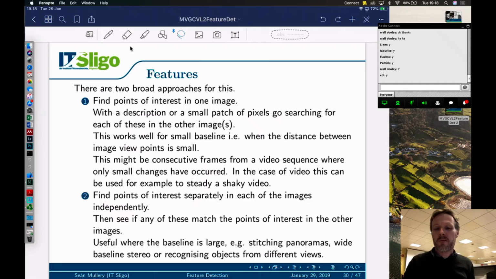So this is useful where the baseline is large, so where you're stitching panoramas or something like that, and you've got a wide gap between the two images. That can be the useful way, because if you don't do that, you're going to be searching for quite some time in order to try and find where you're going.